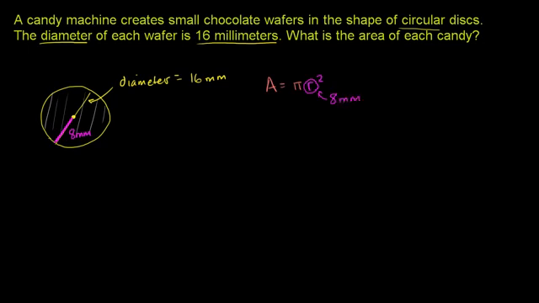So the area is going to be equal to pi times 8 millimeters squared, which would be 64 square millimeters. And typically this is written with pi after the 64. So you might often see this as equal to 64 pi millimeters squared.